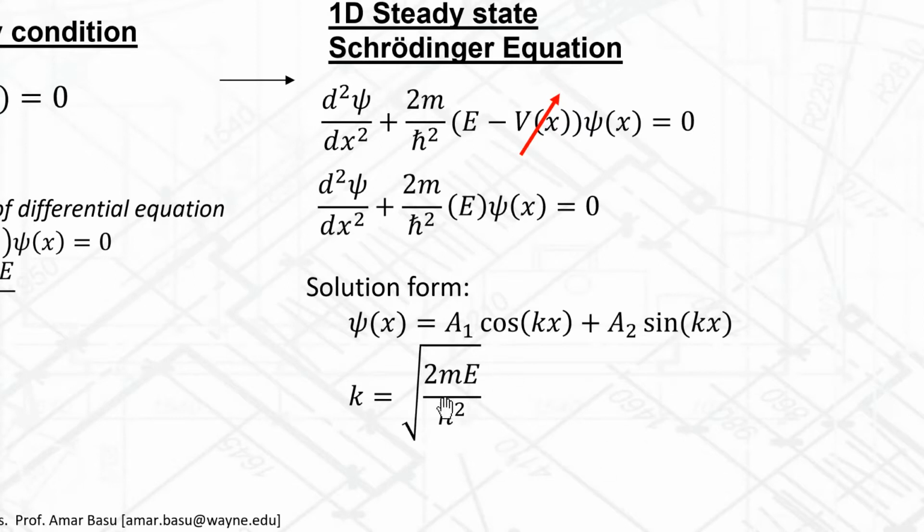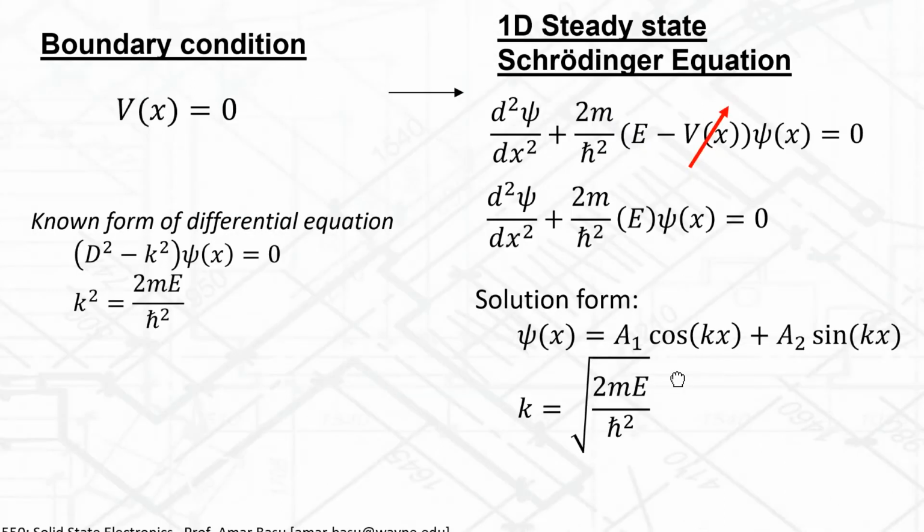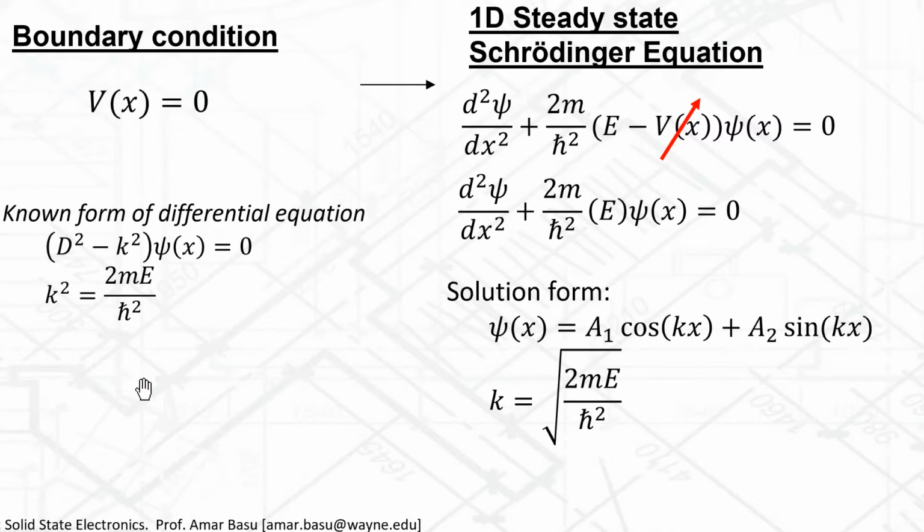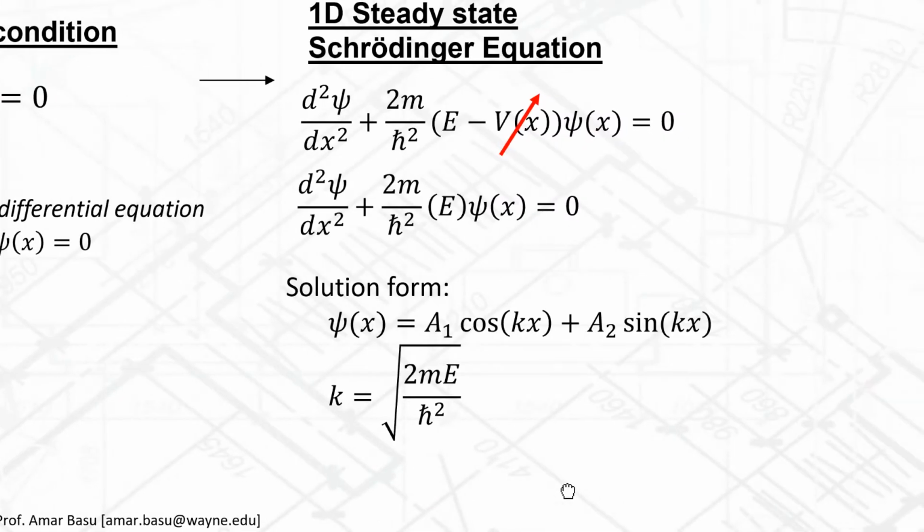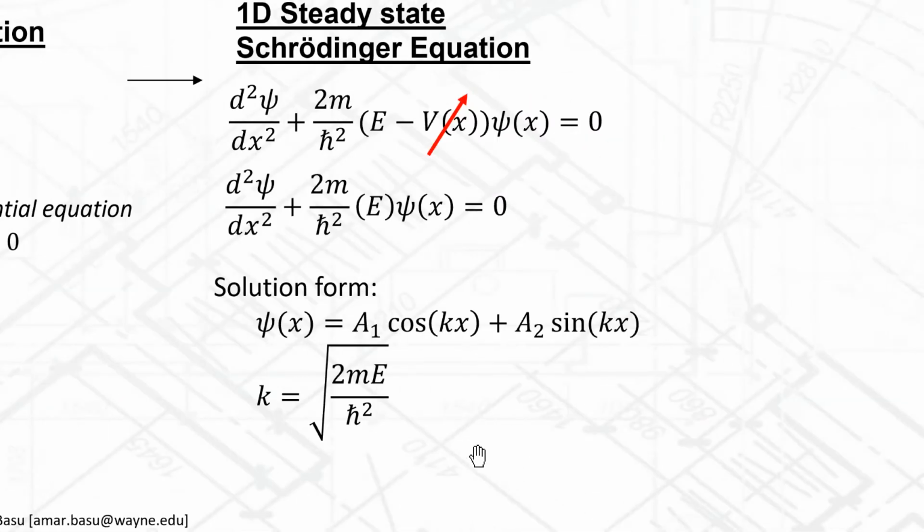So it says that psi of x is equal to some amplitude times the cosine function of kx, and this k is what I indicated earlier. And this k squared is equal to 2mE over h-bar squared. So k is equal to the square root of 2mE over h-bar squared. Right? So this is the form of the solution. So it's a sum of a cosine function and a sine function. The cosine function has this constant a1, and the sine function has this constant a2.